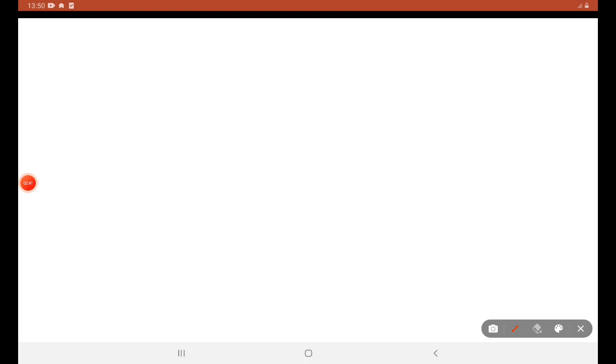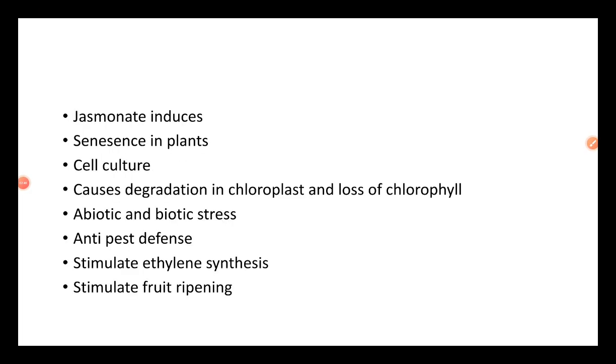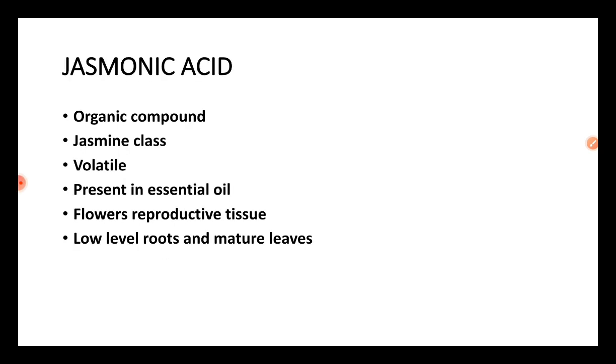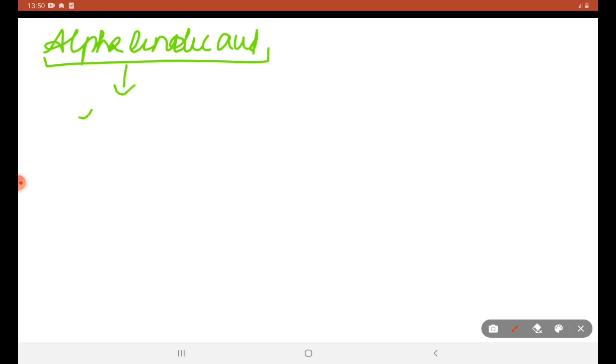So far we have seen the basic details: what is the receptor involved, what are the inhibitions associated with, functions and basic facts about Jasmonic acid. Now we are going to see biosynthesis of Jasmonic acid. The precursor of Jasmonic acid is alpha linolenic acid. It is converted into peroxide.